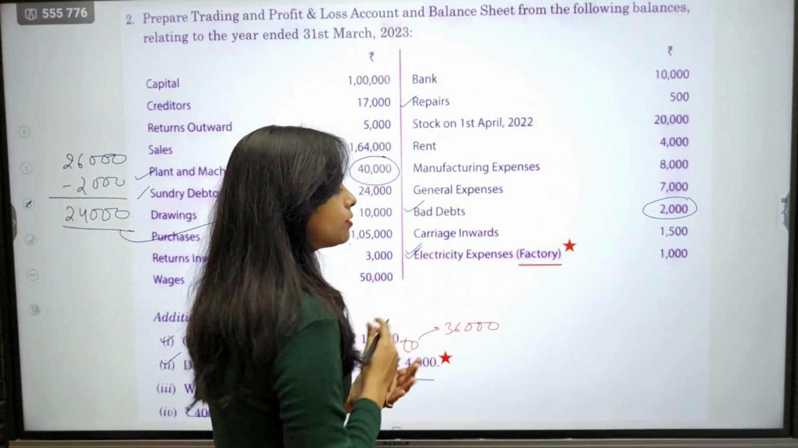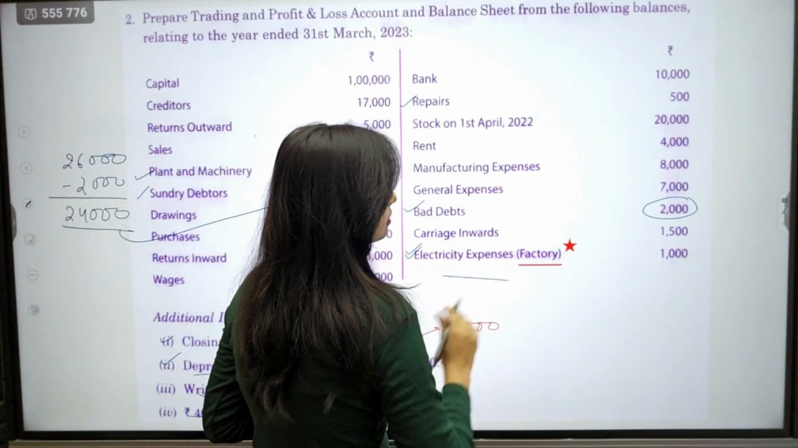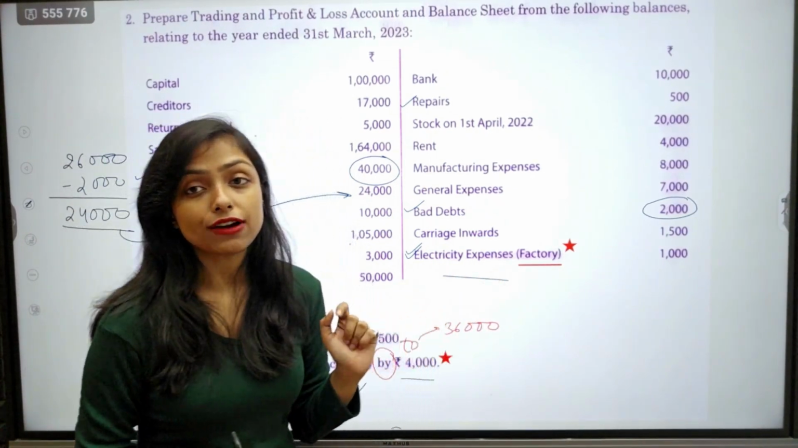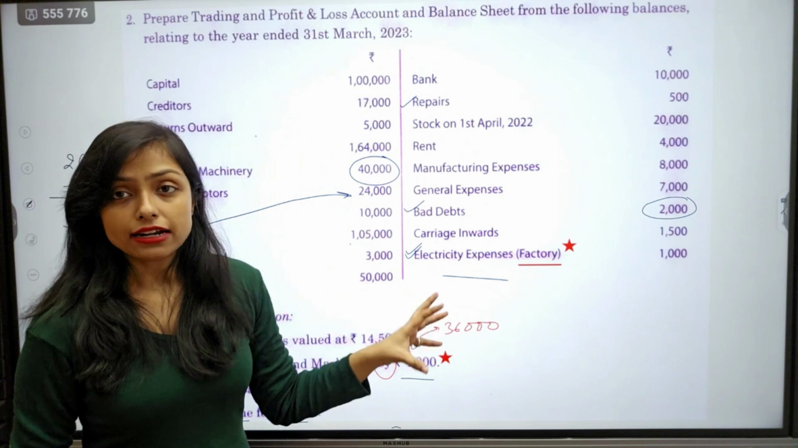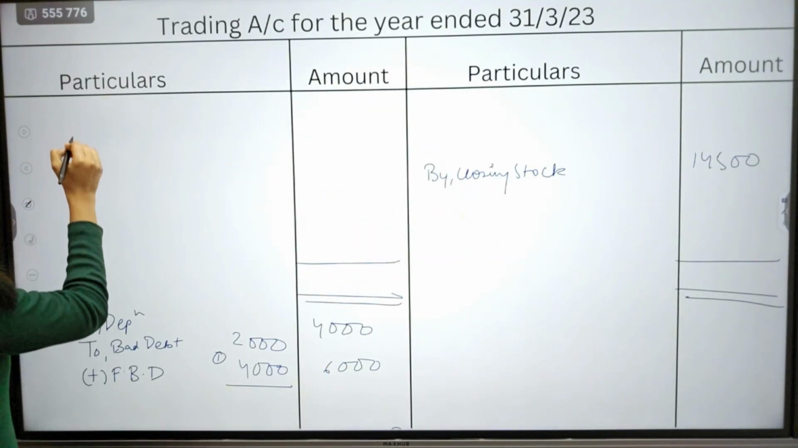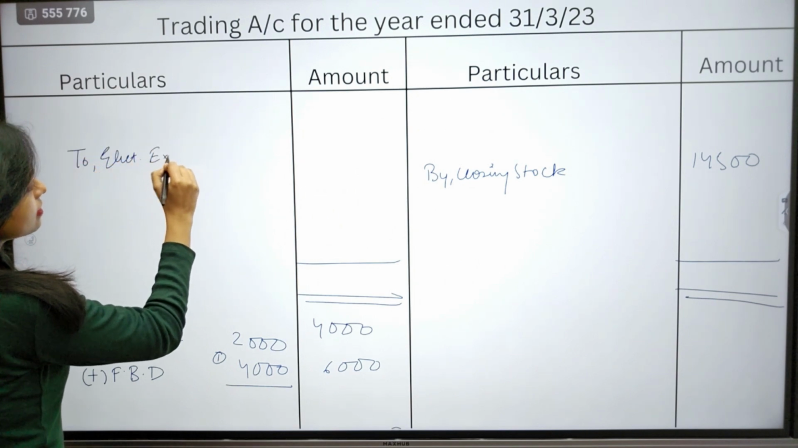This is one unique point that I want to tell you. They are going to sometimes write like this: electricity expenses 1000 rupees, and in bracket they have written factory. When they write factory, you are specifically going to treat it in the trading account. So you are going to write it like this: to electricity expenses.